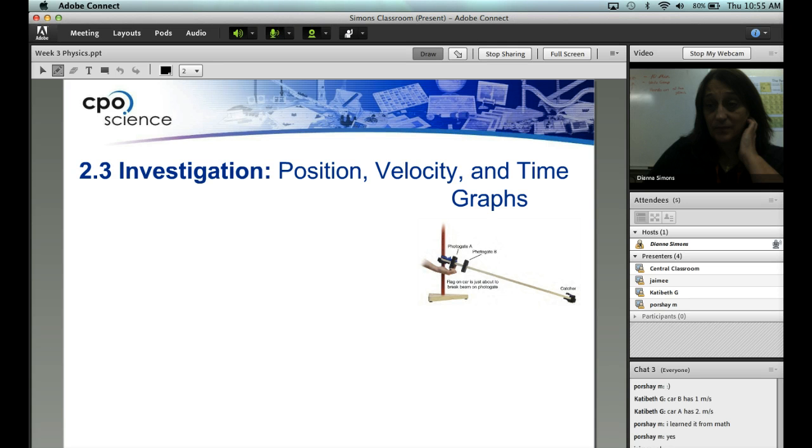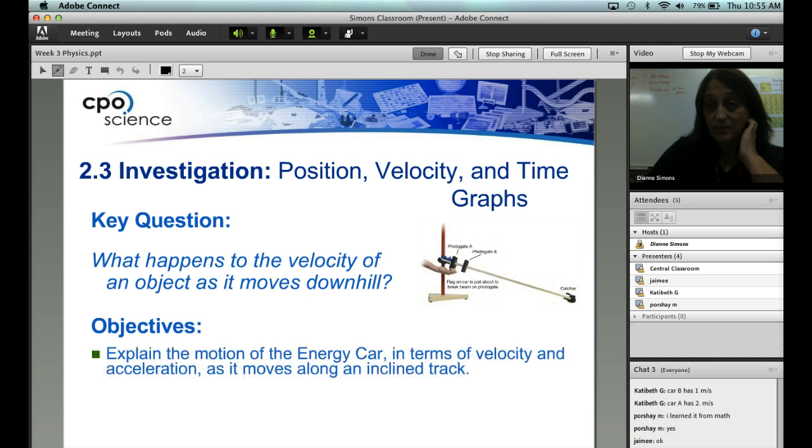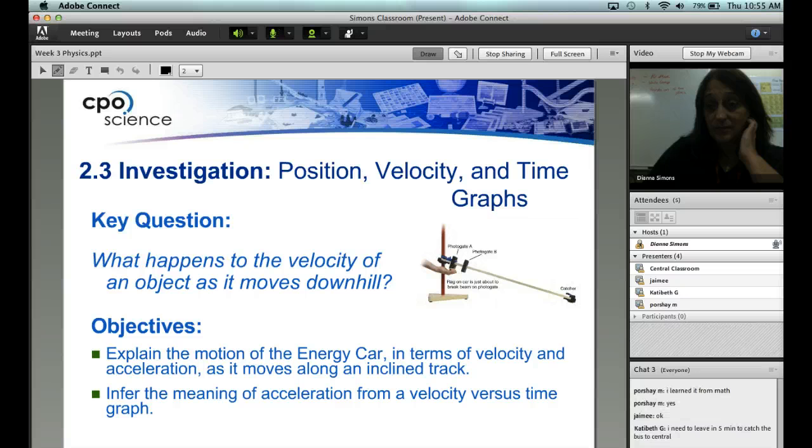So now we're going to look at position, velocity, and more time. So what happens to the velocity of an object that moves downhill? So we're going to explain the motion of the energy car in terms of velocity and acceleration as it moves along an inclined track. So infer the meaning of acceleration from the velocity versus time graph.